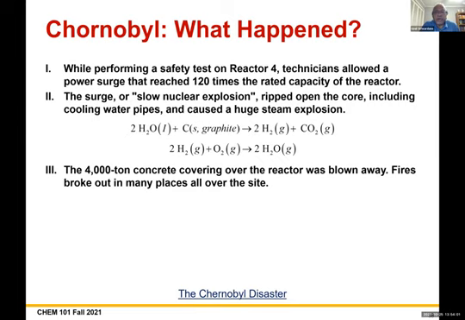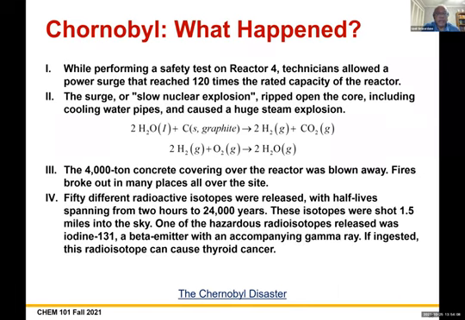The 400-ton concrete covering over the reactor was blown away. Fires broke out in many places over the site. 50 different radioactive isotopes were released with half-lives spanning 2 years to 24,000 years. These isotopes were shot 1.5 miles into the sky. One of the hazardous isotopes released was iodine-131. Iodine has a tendency to accumulate in thyroid glands.